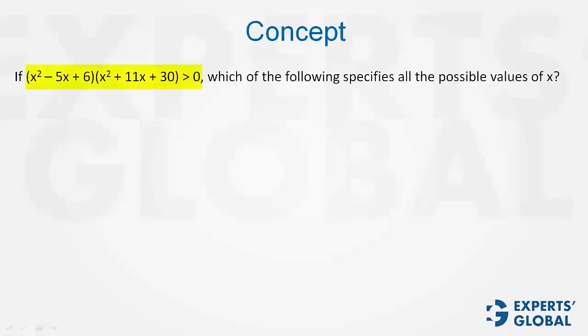Such a big expression will not appear on the GMAT, but for conceptual clarity, let's take this complex example. If you can solve this, you can, of course, solve the easier ones. So, if this expression is greater than 0, which of the following specifies all the possible range of values of x? This is the question. Let's see how to solve these questions.